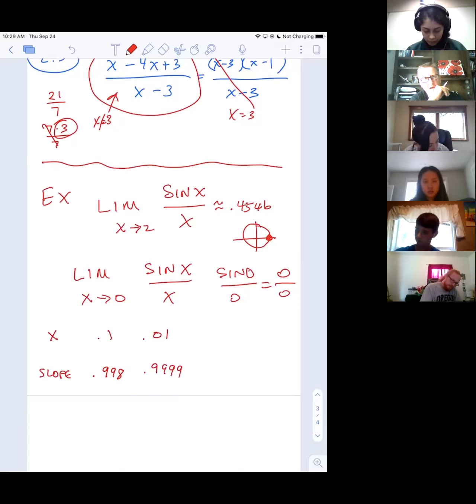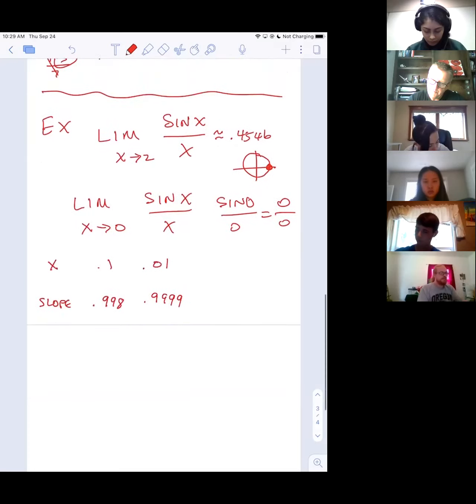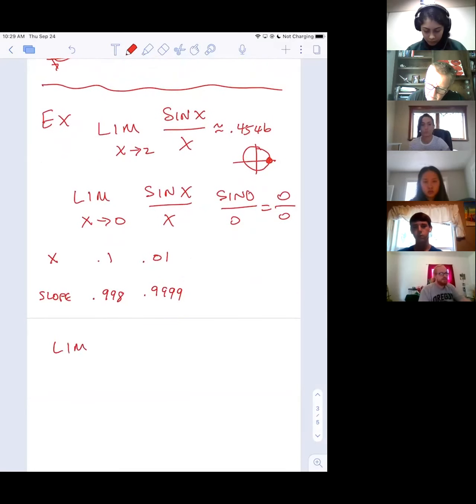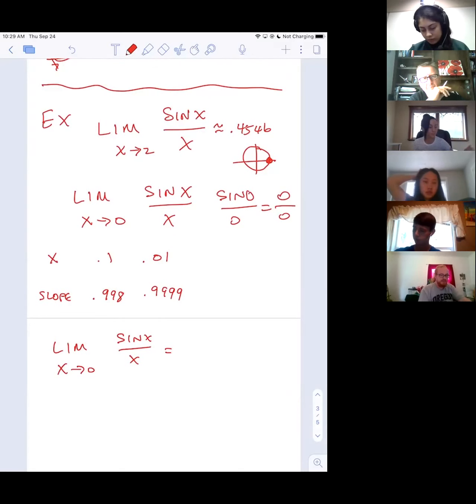So what's your hypothesis? What does it look like the limit of the expression sine of x over x is as x gets really close to nothing? What does it look like it's approaching? 1. Looks like 1.